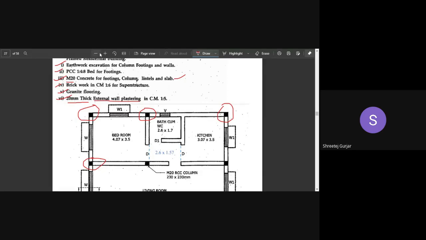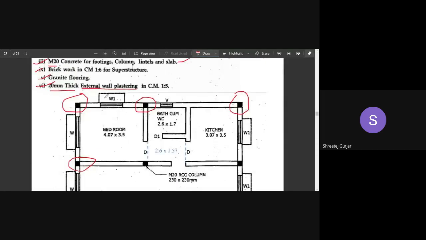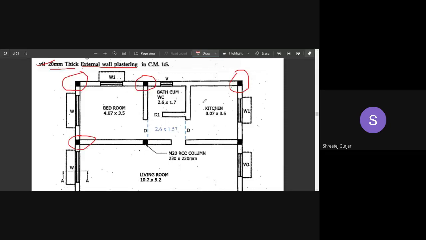So let us look into the plan which they have provided. You can observe this is one bedroom. This is your bathroom come water closet, a combined bath plus toilet. Then this is your kitchen. You can observe the height is similar, 3.5 from here to here, for your kitchen as well as your bedroom. The bedroom is larger than the kitchen. This is 4.07 and this is 3.07, so it is larger by 1 meter.